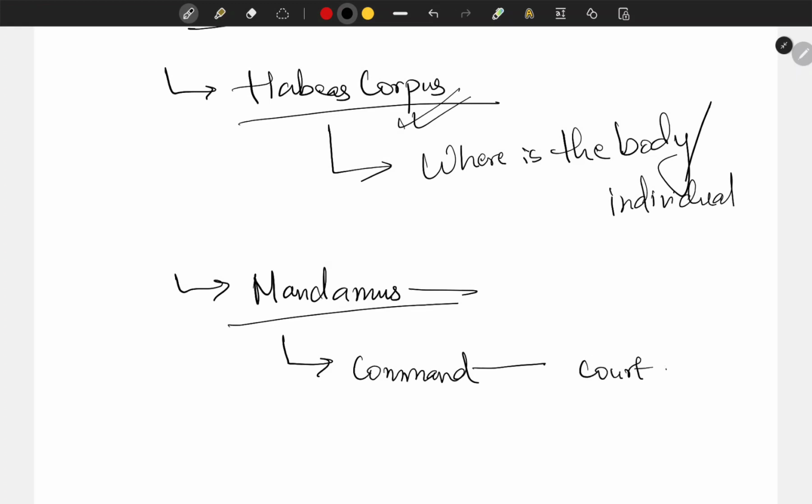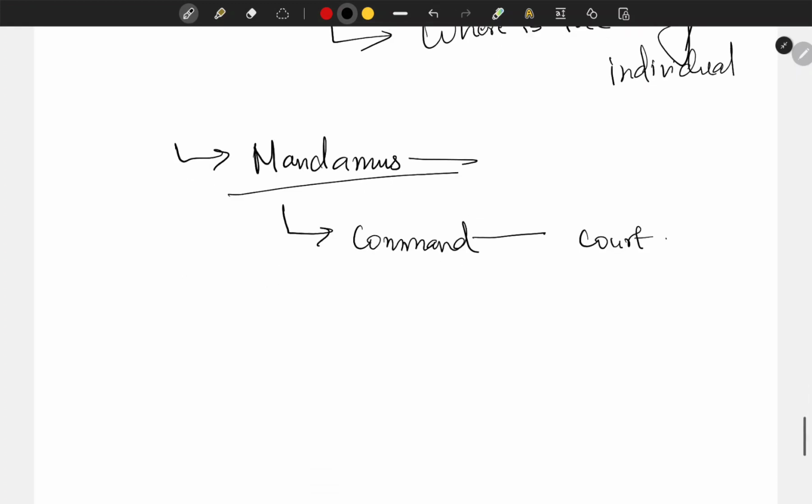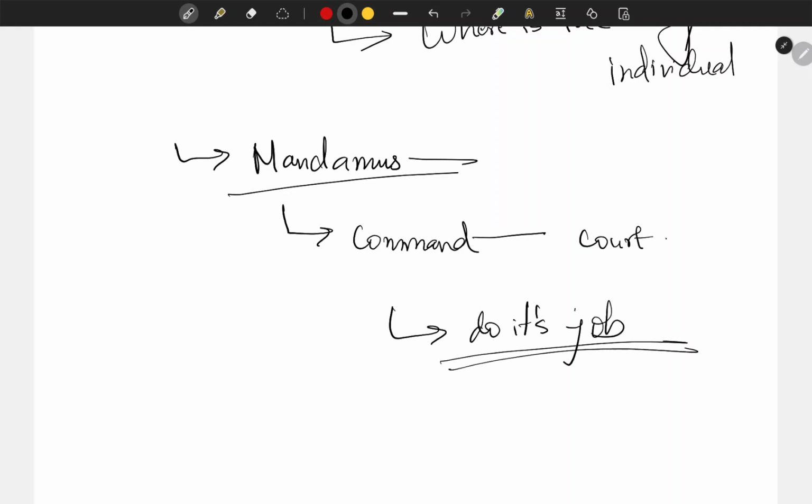Ordering a body or an organization, a government body or organization, to do its job. Say you filed an RTI and that body is not getting your job done. You have the right to approach the court, and the court can order the authorities to make sure that whatever is required of them is being practiced.